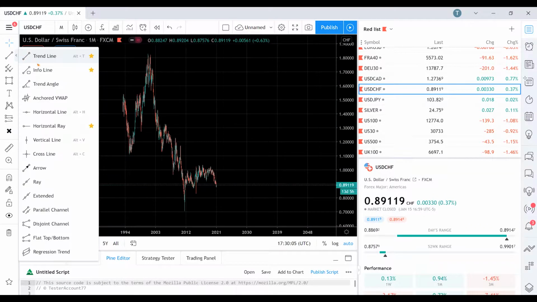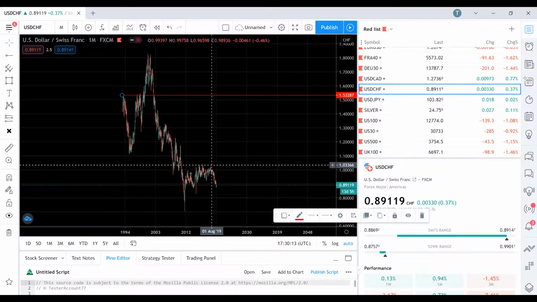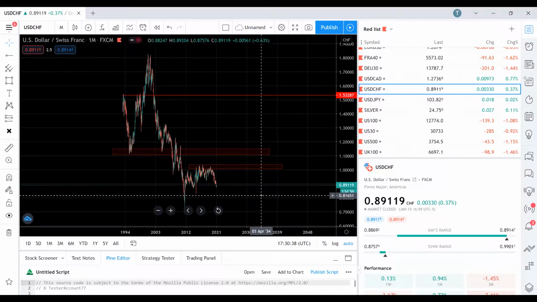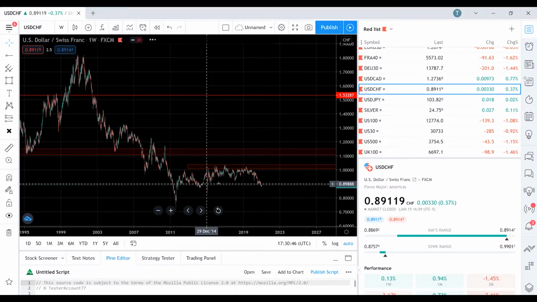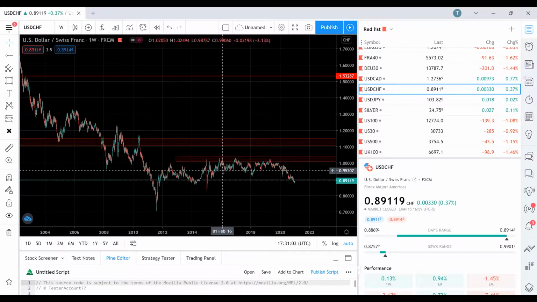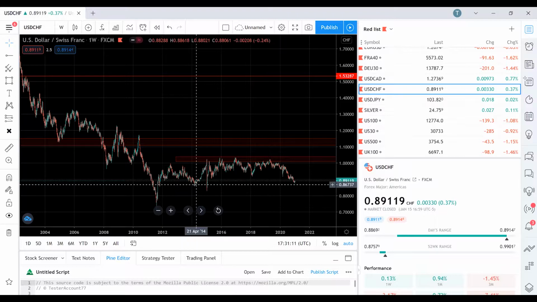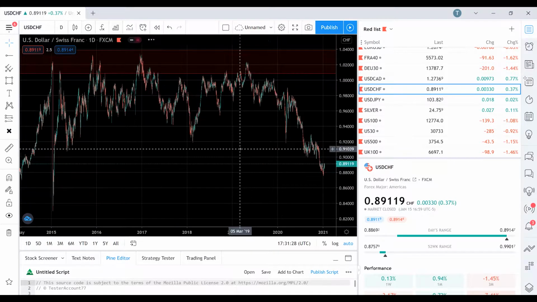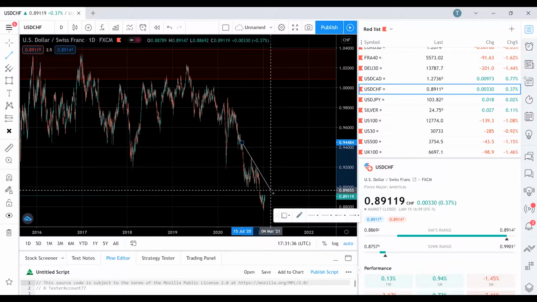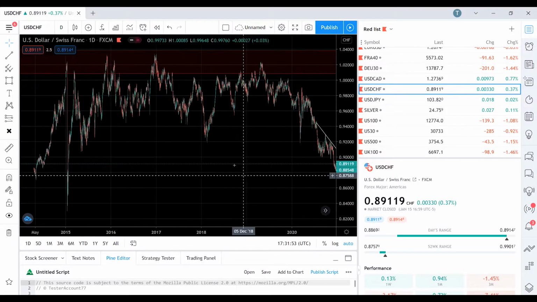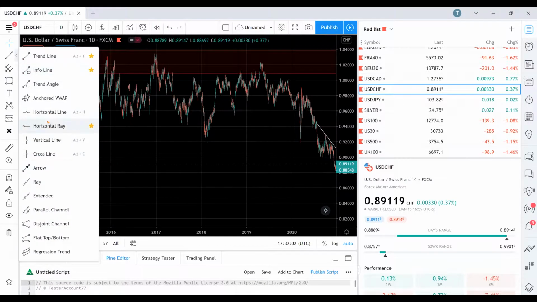USDCHF, start on the monthly, resistance here. Sell zone here. Sell zone here. Move to the weekly. There's nothing here on the weekly. Move to the daily. Trend resistance here. USDCHF keeps going lower and lower, so I wouldn't be surprised if you can break lower. Resistance here.